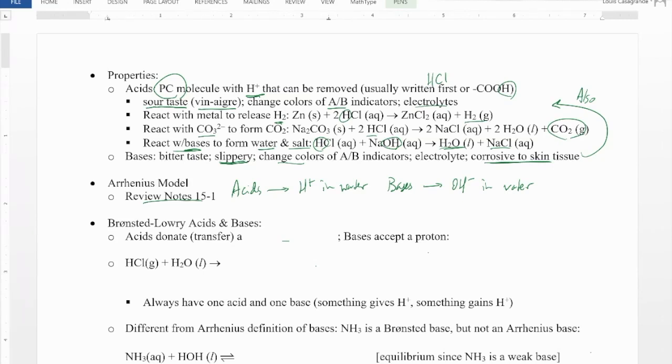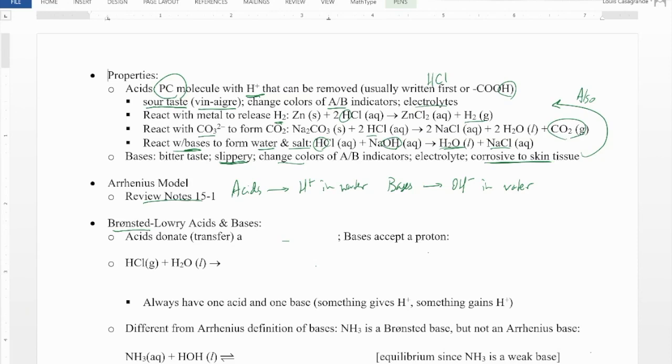The next model, called the Bronsted-Lowry model, or sometimes just the Bronsted model of acids and bases, BL if you want for short, focus is not on what happens in water, because we can have reactions that don't take place in water, although most of our reactions will. We can have reactions that don't have water as part of them, and that's something that doesn't happen in the Arrhenius model.